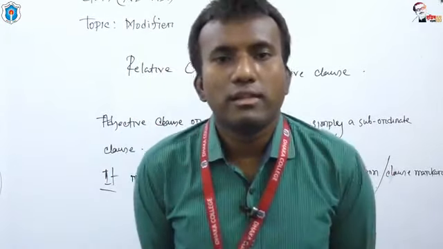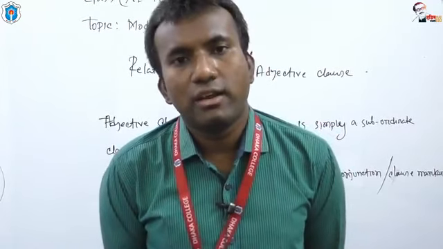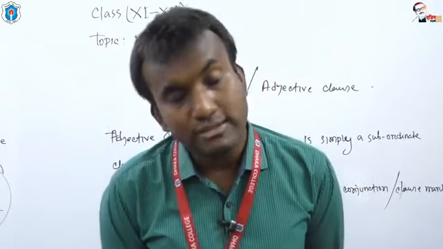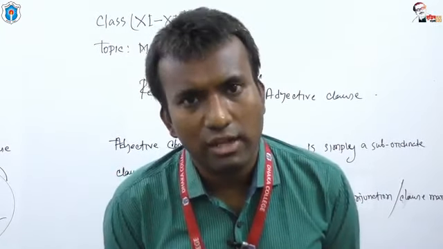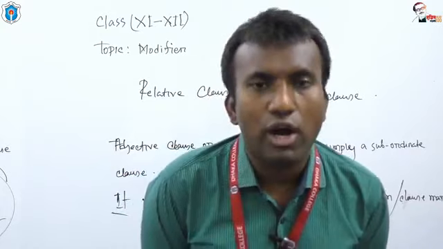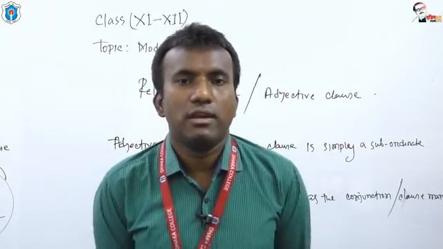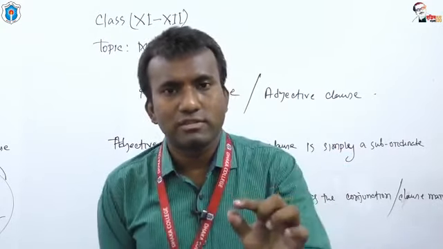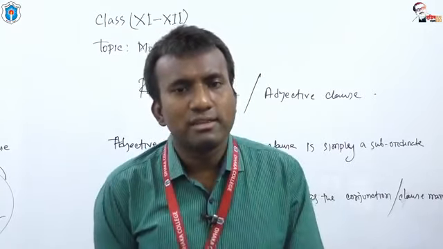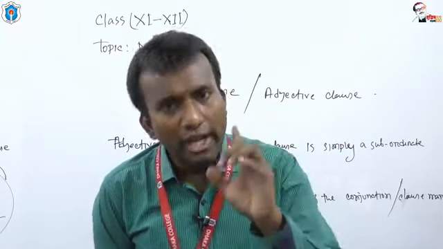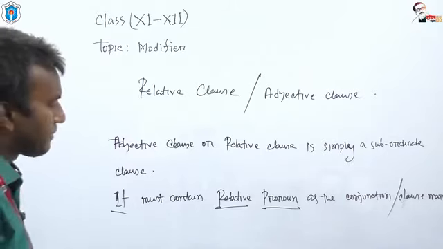So the subordinate clause which has a relative pronoun as the conjunction is called a relative clause or adjective clause. That means you can call a subordinate clause an adjective clause or relative clause only when the subordinate clause contains a relative pronoun as the conjunction. Okay? I can give you some examples.